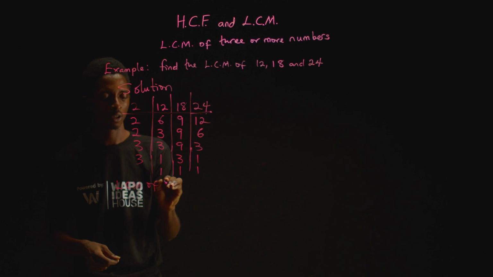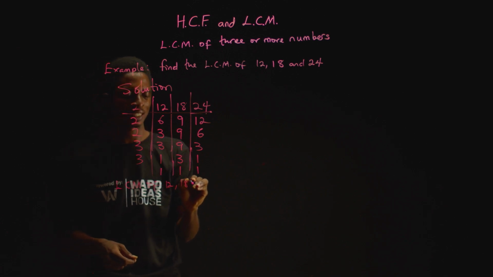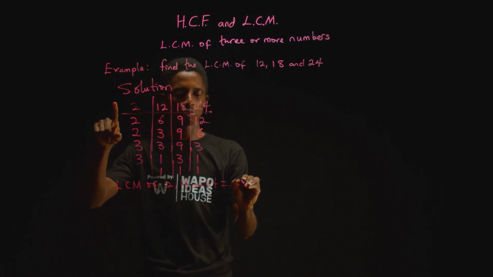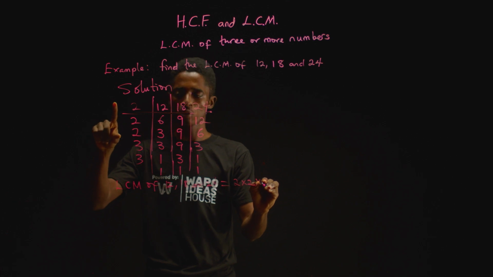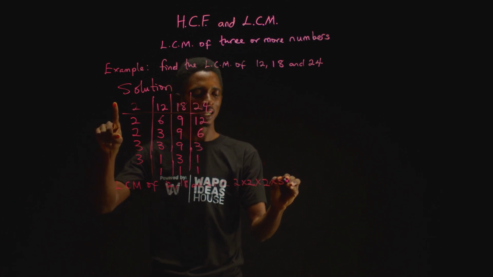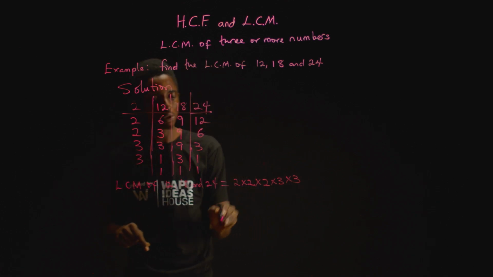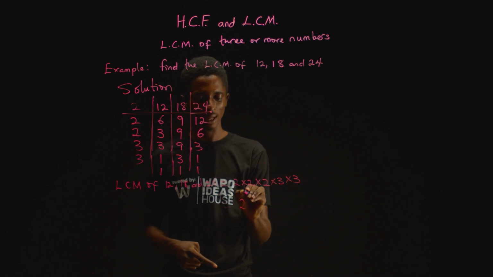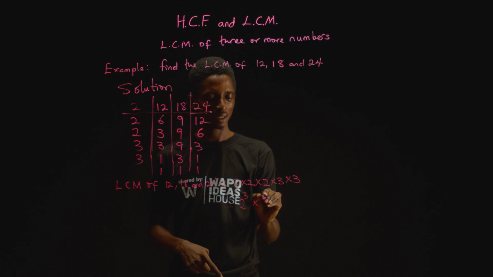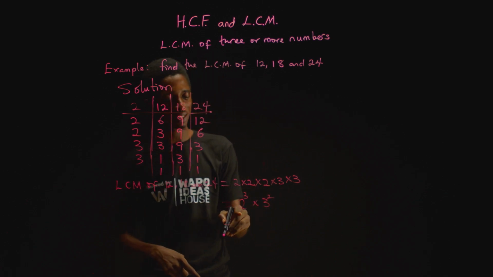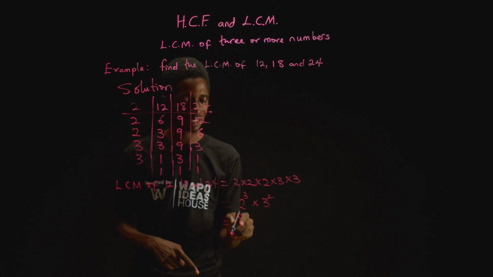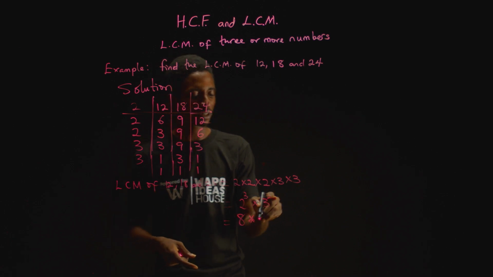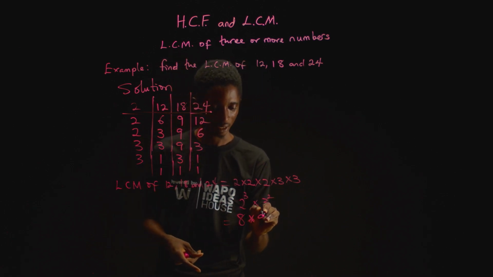Now our LCM of 12, 18, and 24 would be 2 times 2 times 2 times 3 times 3. Another way to write this is to put it in index form. And 2 times 2 times 2 will give you 2 raised to power 3 times 3 raised to power 2, which is the same thing as 2 raised to power 3 will give you 8, that is 2 times 2 times 2, 8. And then 3 times 3 would give us 9.